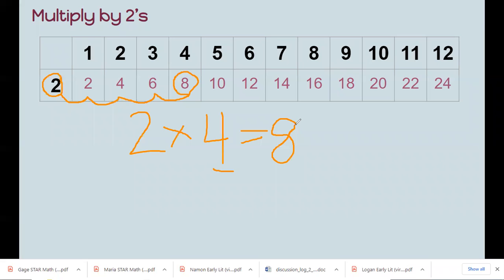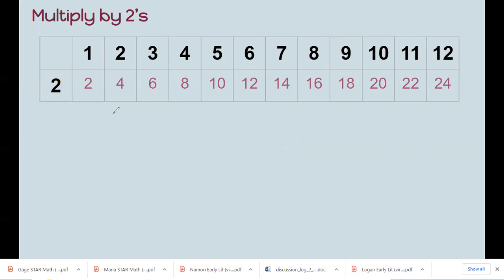Okay. Today's lesson, we're going to practice mostly looking at equal groups to multiply, but I'm also going to have the multiplication chart for us to check our answers and also learn how to use that multiplication chart. Okay. So let's look at our first example.